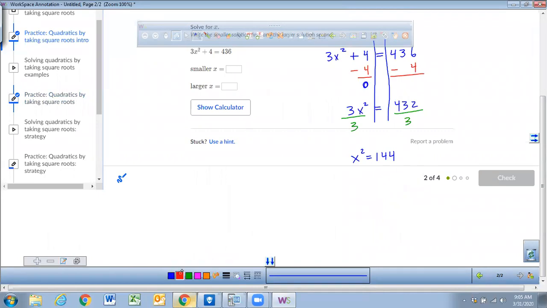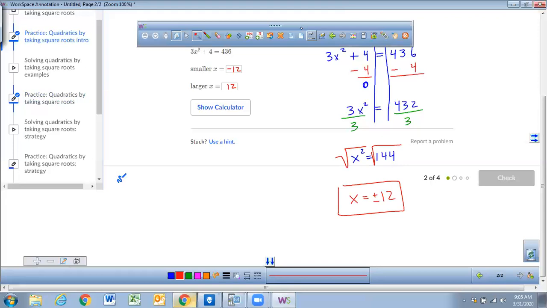What's the last thing we got to do now? What do we learn we have to do to solve for something that's being squared? We have to square root both sides. So our answer is going to be x equals, and what's the square root of 144? Square root is 12. But what do we have to do with the 12? It could be a positive 12, but it can also be a negative 12. So our answer right here, the smaller x would be negative 12, and the larger x would be positive 12.